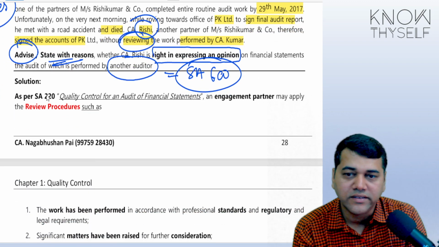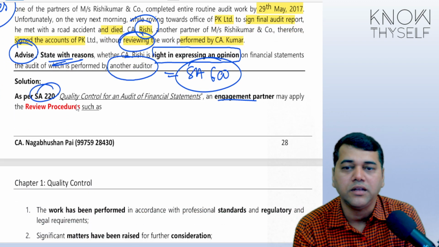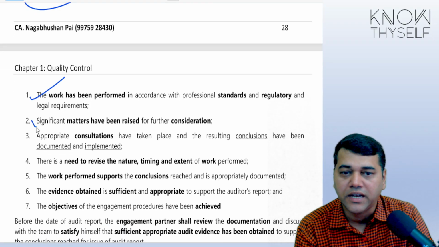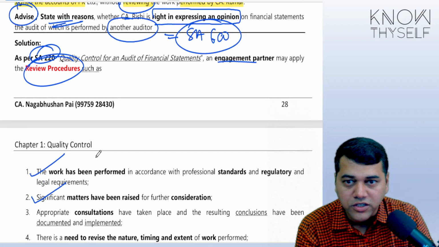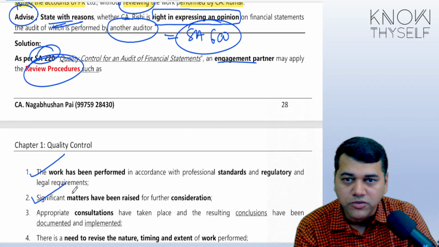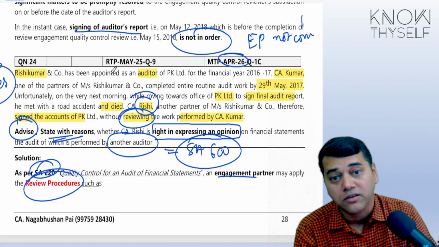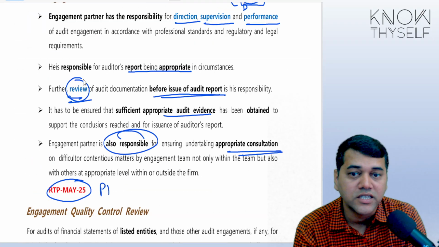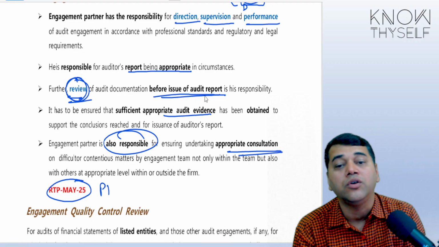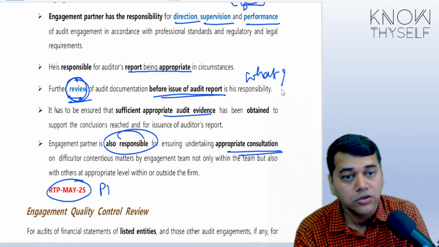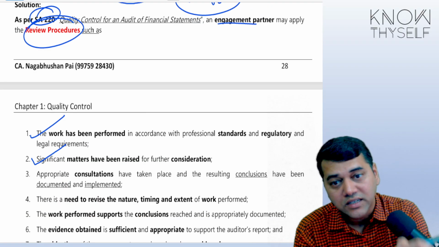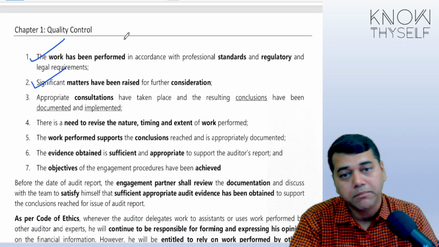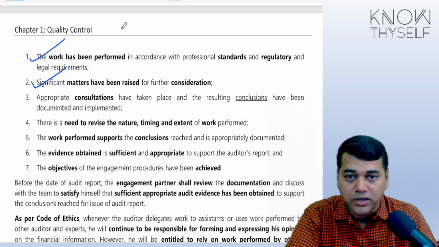So first, SA 220, quality control: the engagement partner has to have a review procedure that work is performed as per the standards and significant matters are raised for consideration. If you see the study material, students, have they told you these points? Go back to the test your knowledge and see. In the RTP they have told you these points, but have they told you anything here? They just added one word, that the auditor has to review. What they need to review, have they told? No. This content is given in the RTP only, and whatever they give you in RTP and MTP is also part of your scope. You have to understand it.